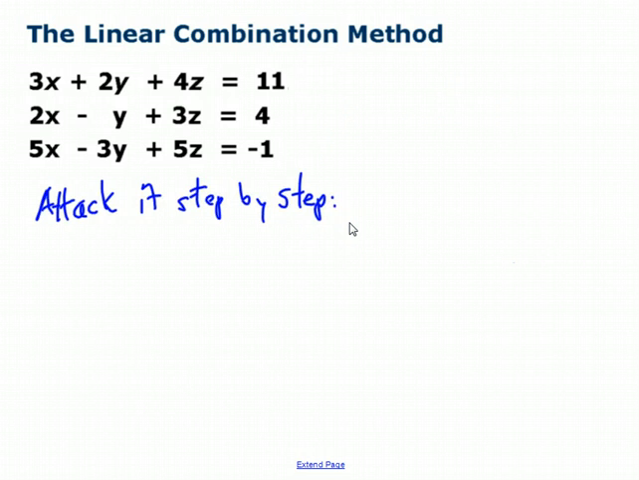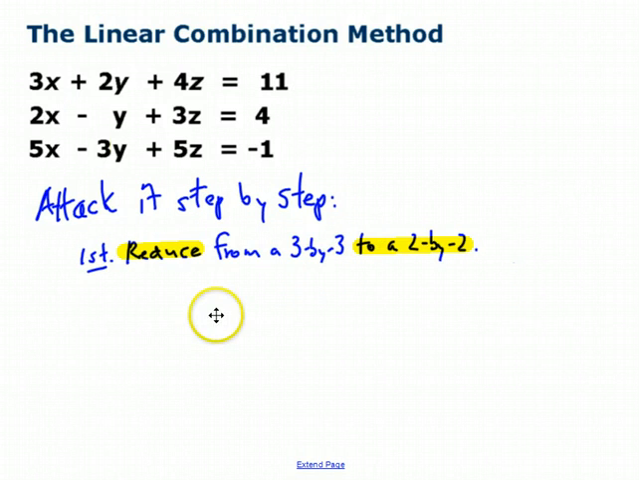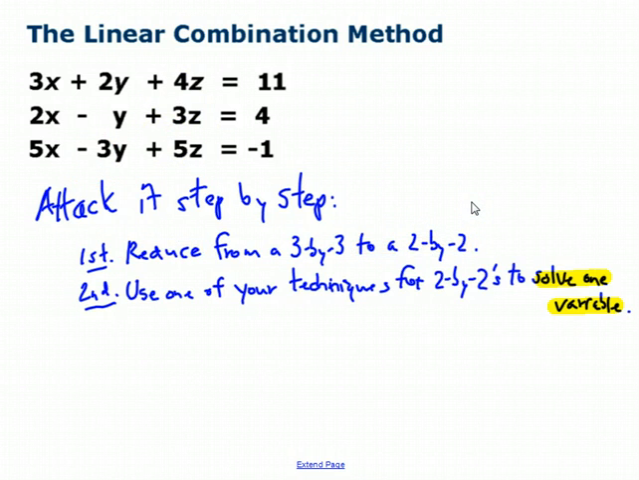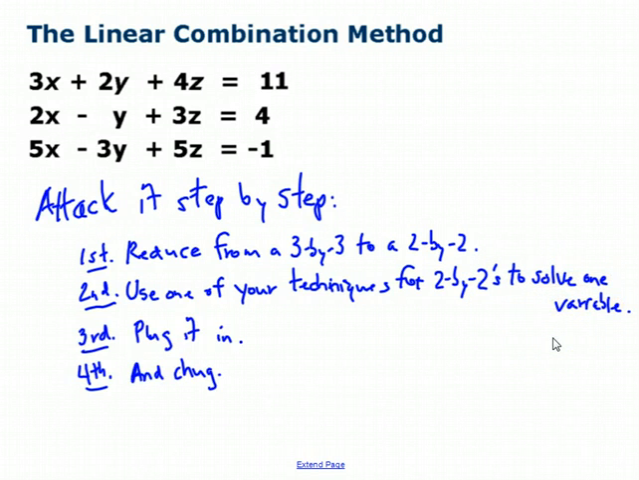First, I'll explain it in my own words, where I say attack it step by step. And in a few slides, I'll show you how our textbook explains how to do it. Attacking it step by step, I mean, first of all, reduce this 3x3 system down to a 2x2 system. You'll see how in a few minutes. Once you've got it down to a 2x2, apply the rules that you've learned for 2x2 systems to solve that further down so that you just have the value for one of the variables. And then once you do that, plug that value back in and chug, as I say. So plug and chug. I'll say that phrase throughout the year.